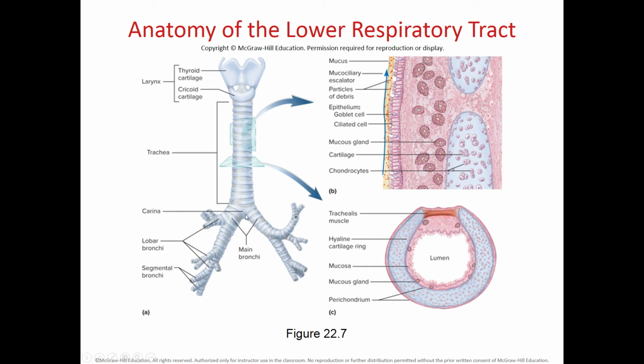And then here is the division of the trachea at the carina into the right and left main bronchi or primary bronchi. Now these bronchi will bring the air into the right and the left lungs, and then the main bronchi will subdivide into the lower bronchi, and the lower bronchi will divide into the segmental bronchi, forming a bronchial tree.